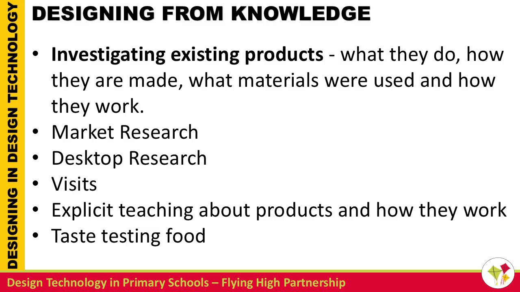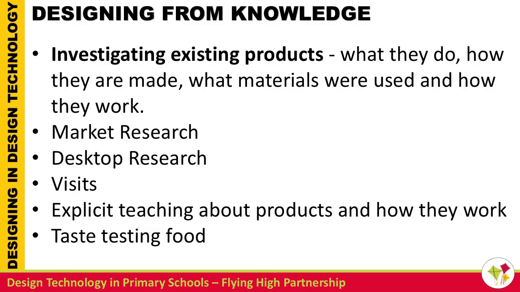Children can also undertake market research and desktop research to find out about products. This can be as simple as discussing a product with their friends, reading books about a product, to online research finding out about existing products. Visits allow children to gain more knowledge about a product, how it is used in the real world, who uses the product, and knowledge about how they use this product.